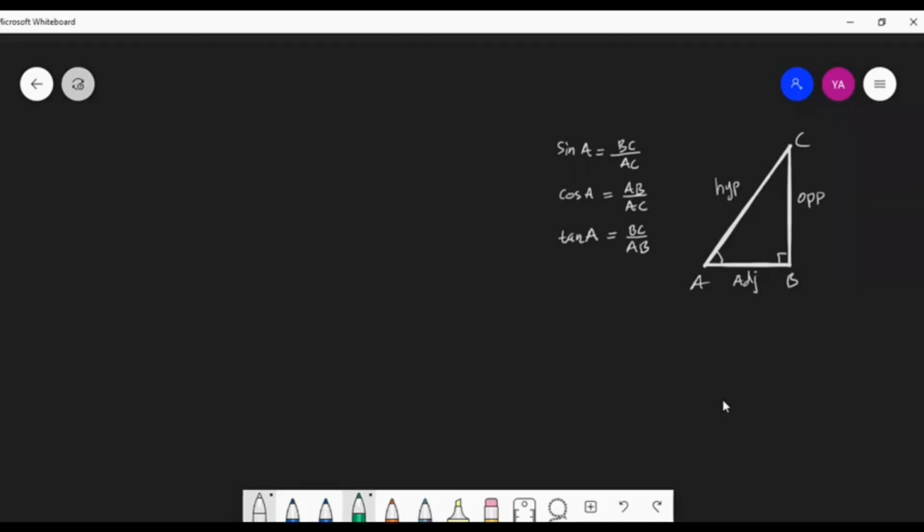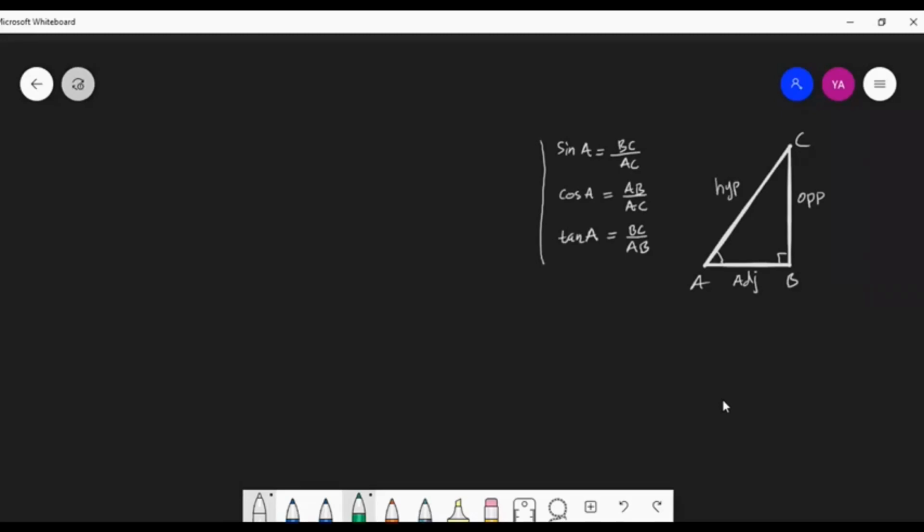So sine of an angle is the opposite side of that angle divided by hypotenuse. Here the opposite side is BC, hypotenuse is AC, so BC by AC. Cos A is the adjacent side divided by hypotenuse, so AB by AC. And the third one, tan A, is opposite side by adjacent side, so BC by AB. Now we will define the next 3 trigonometric ratios. Actually, those 3 are just reciprocals of these 3 ratios: the reciprocal of sin A, of cos A, and of tan A.